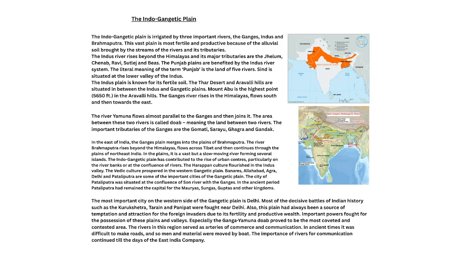The most important city on the western side of the Gangetic plain is Delhi. Most of the decisive battles of Indian history such as Kurukshetra, Tarain and Panipat were fought near Delhi. Also, this plain had always been a source of temptation and attraction for the foreign invaders due to its fertility and productive wealth. Important powers fought for the possession of these plains and valleys, especially the Ganga Yamuna Doab, proved to be the most coveted and contested area.